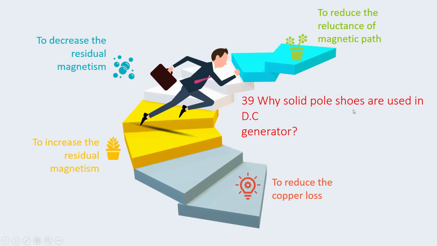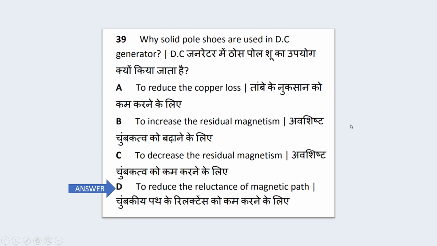Why are solid pole shoes used in DC generator? To reduce the copper loss, to increase the residual magnetism, to decrease the residual magnetism, to reduce the reluctance of magnetic path. The answer is to reduce the reluctance of magnetic path.